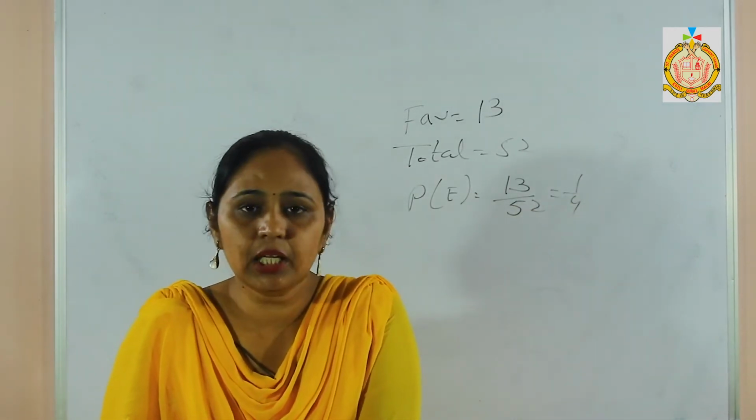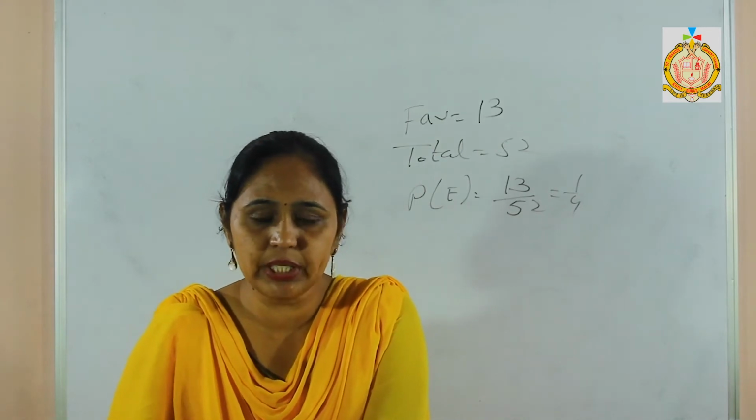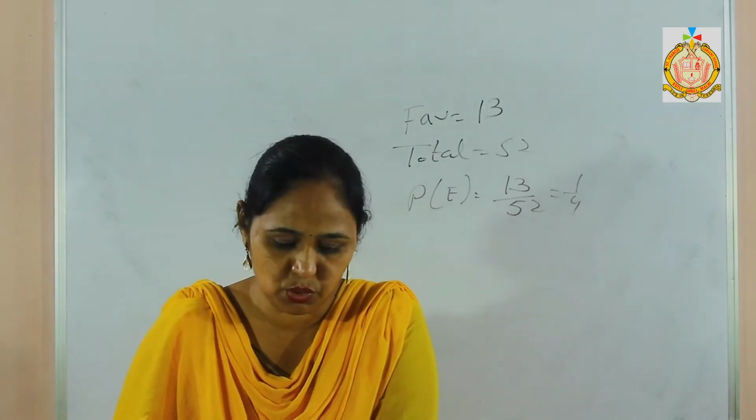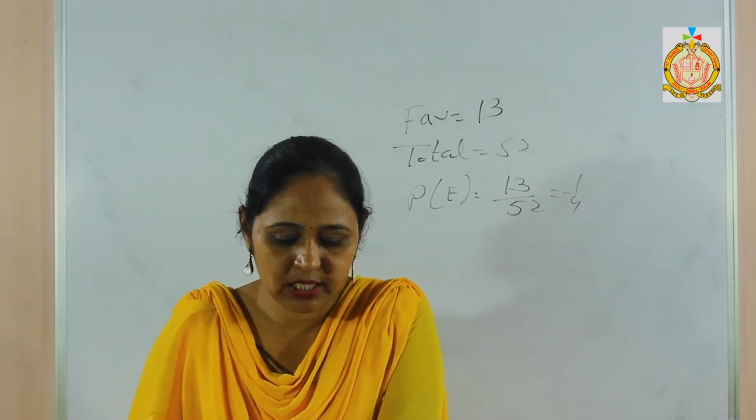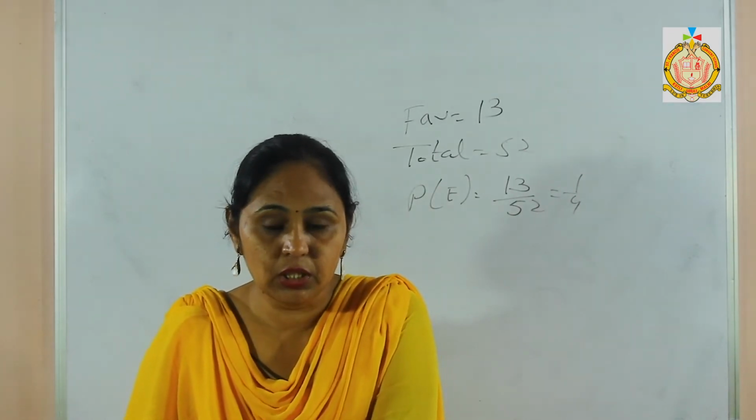In a red card, how many red cards are there? 26. 26 upon 52 becomes 1 upon 2. In the next, a face card, that is 12 upon 52. Then the next, 5 of heart or a diamond.